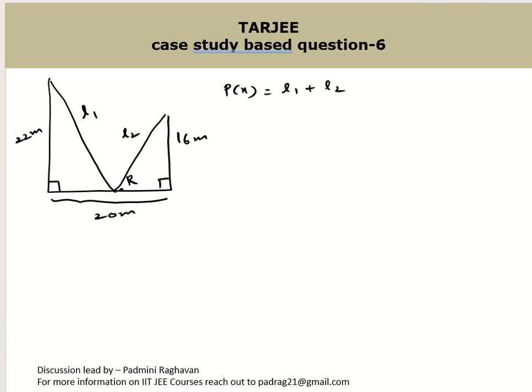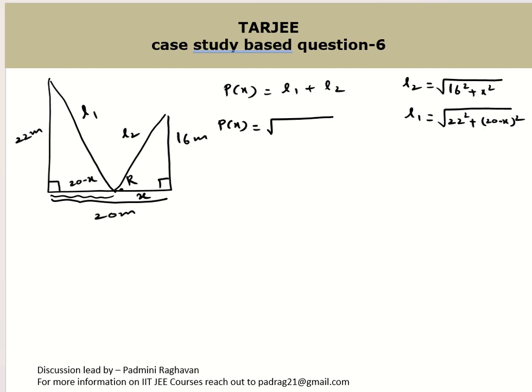So this is given as x. From this diagram we can understand, we'll use Pythagoras theorem. L2 is equal to root of 16 square plus x square, and L1 is going to be root of 22 square plus this small length, which is going to be 20 minus x, the whole square. The question is to find P(x) in terms of x, which is L1 plus L2. So it is going to be root of 16 square plus x square plus root of 22 square plus (20 minus x) the whole square. This is the first part of the question. Find out P(x) in terms of x.